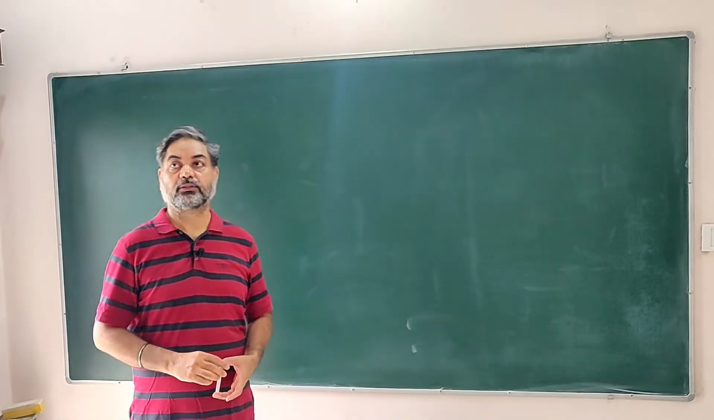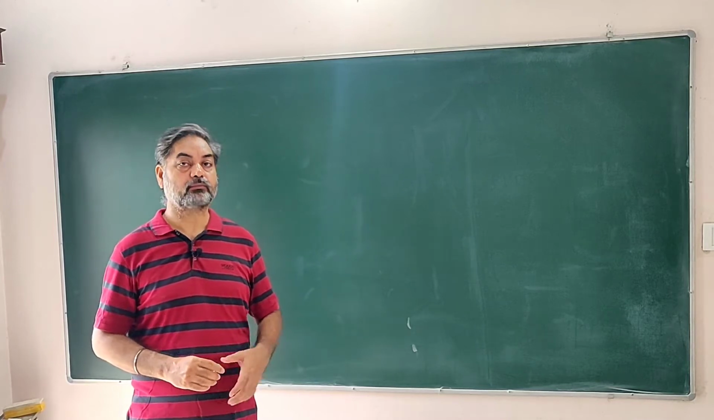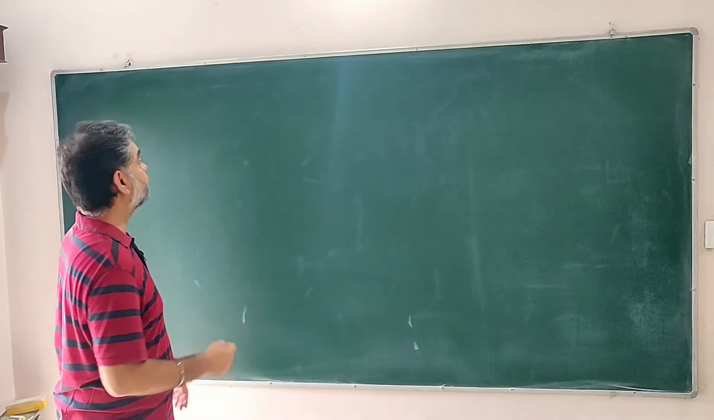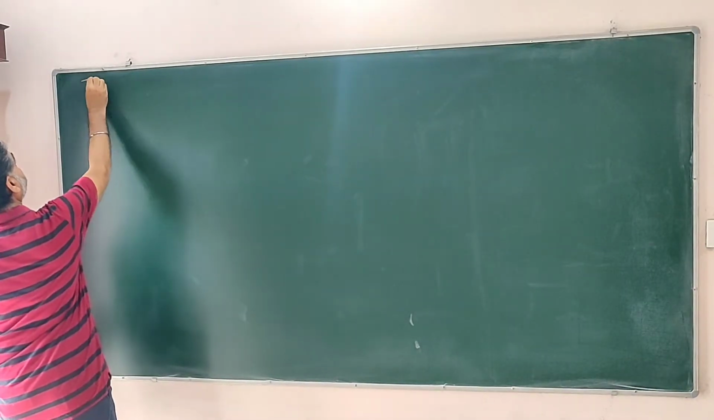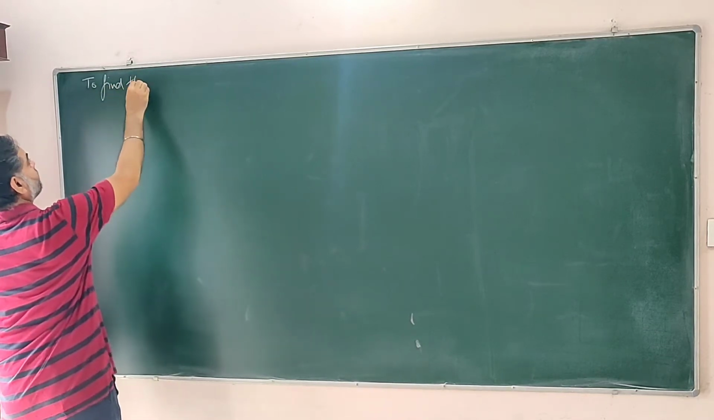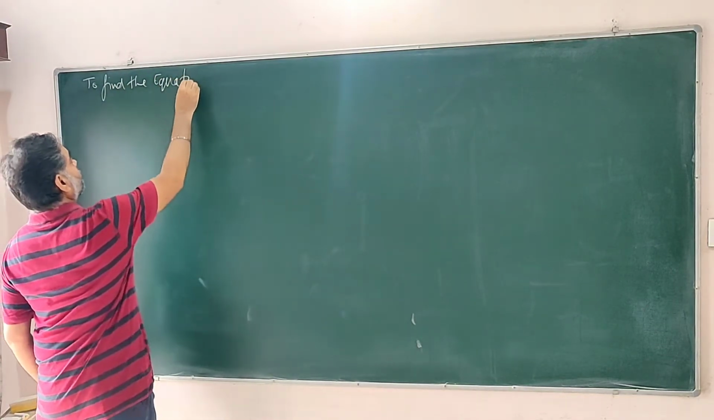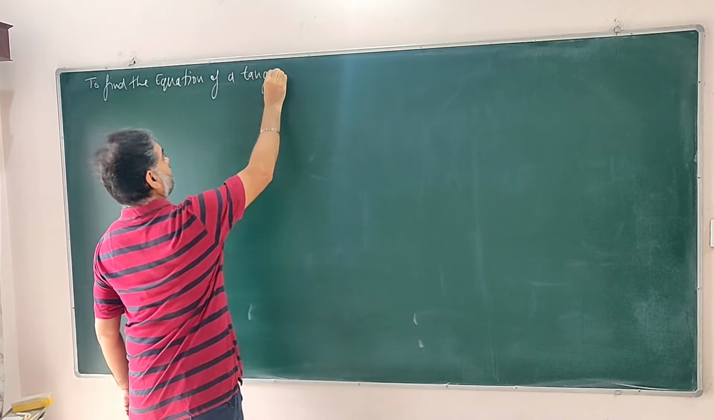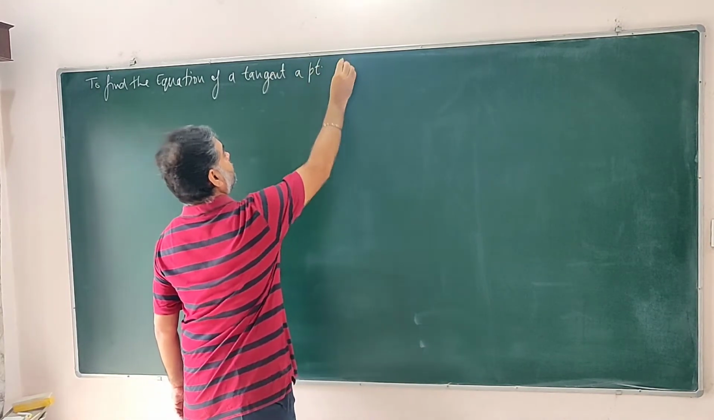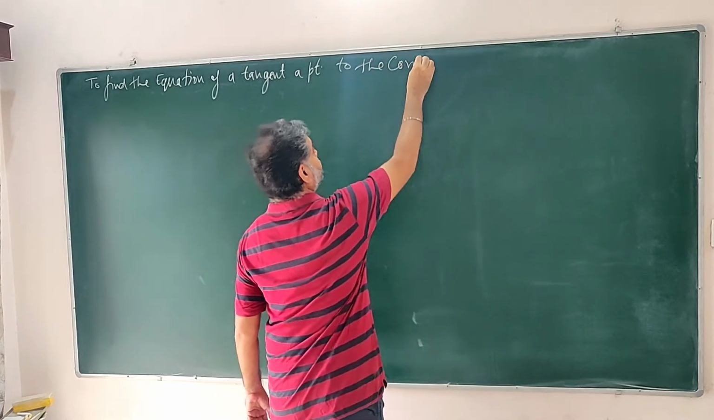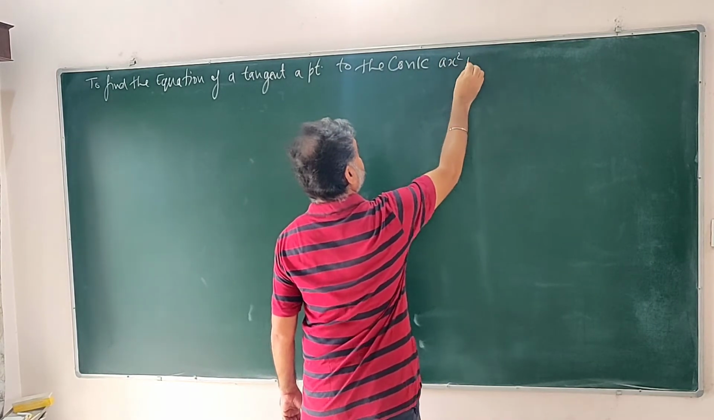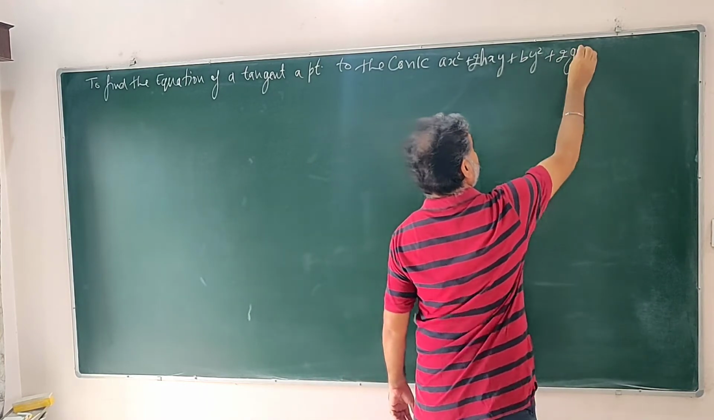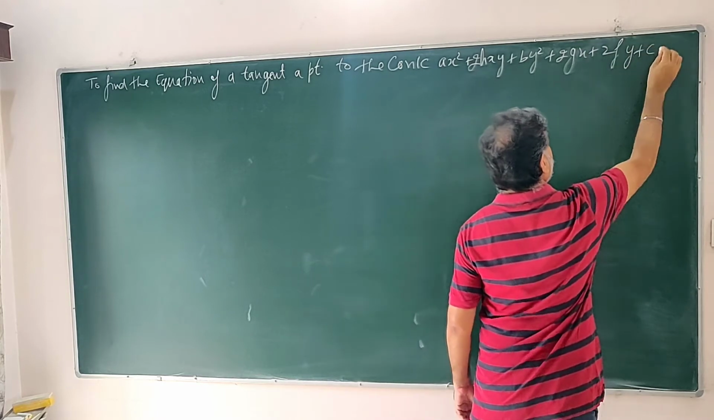Hello students. So today we will discuss the tangents and normals to a general conic. The equation of a general conic. So to find the equation of a tangent at the point to the conic ax square plus 2hxy plus by square plus 2gx plus 2fy plus c equal to 0.